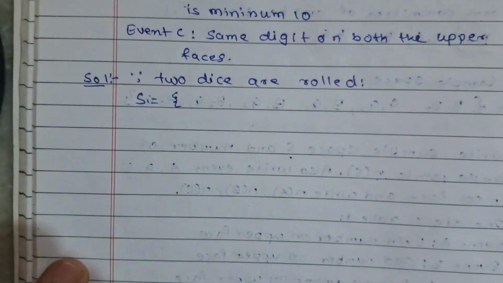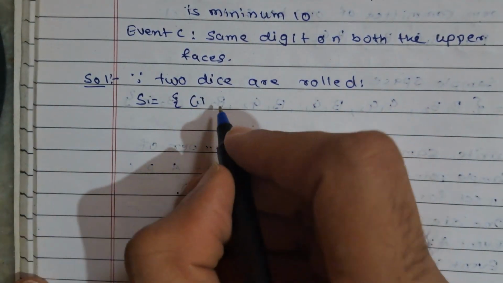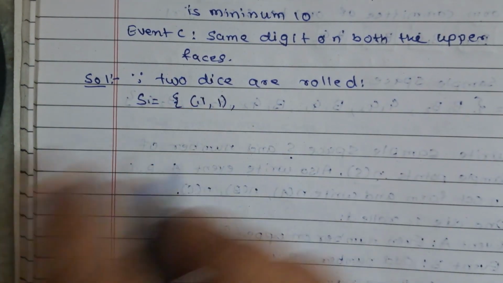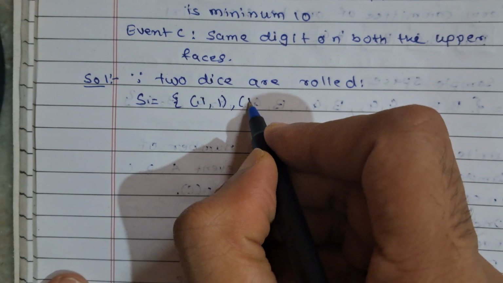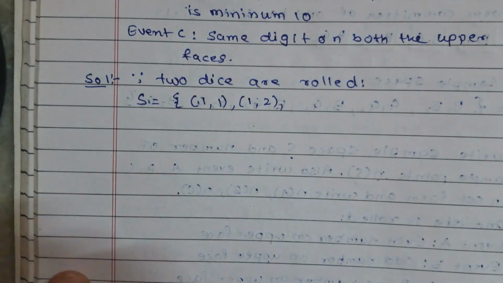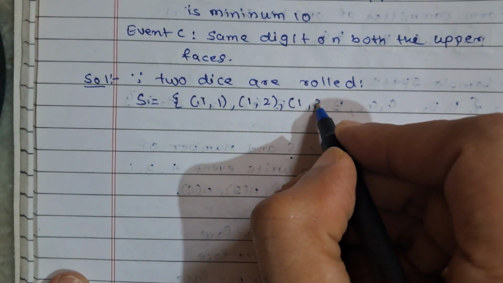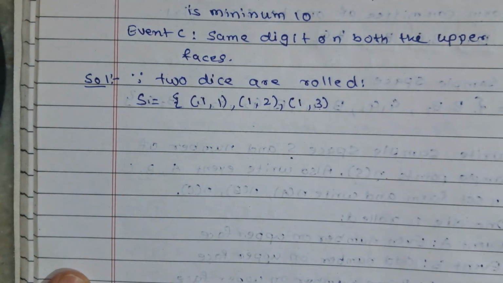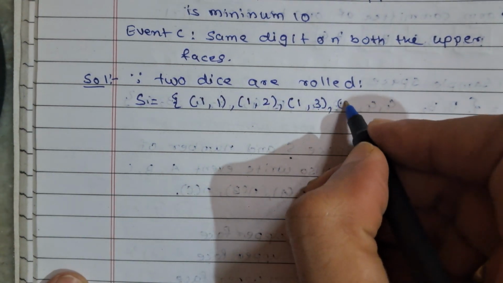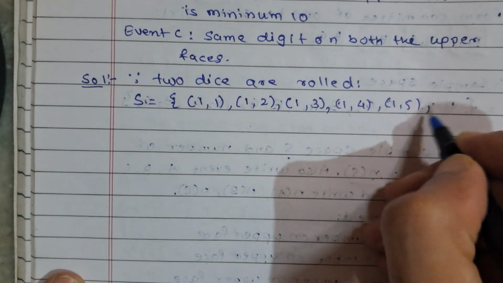In the sample space, I will have to write, in the first die I could see 1 and in the second die also I could see 1. I will start with this pair. Then the first die is 1 and the second die is 2. I am keeping the first die value constant and changing the second die's value. So 1 with 1, 1 with 2, 1 with 3, then similarly 1 with 4, 1 with 5 and 1 with 6.